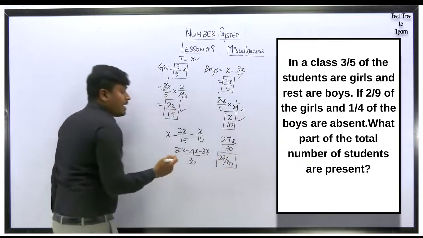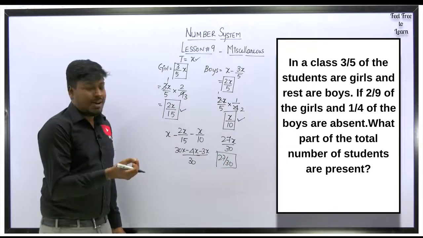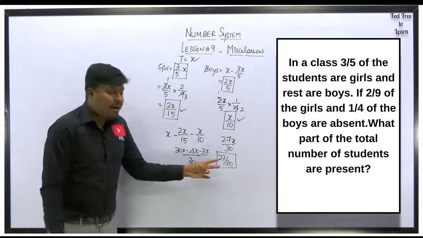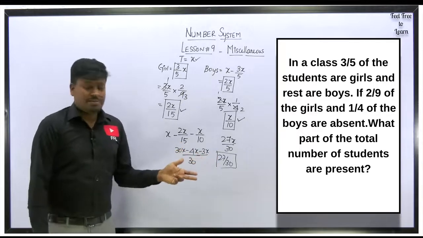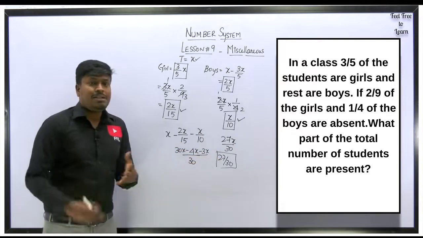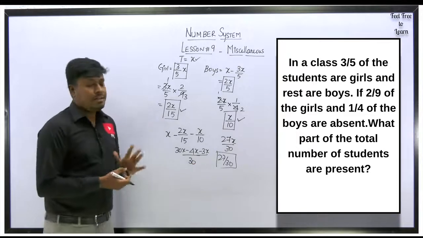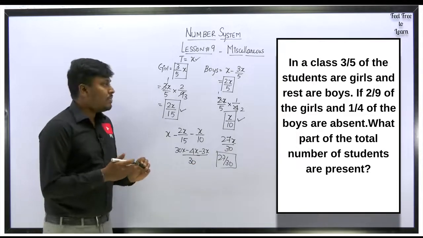Our target is not to find the value of x. Our target is to find how much part of the students were present in the classroom. So we can say 27/30 part of the students are present in the classroom. So that will be the answer for the last question.